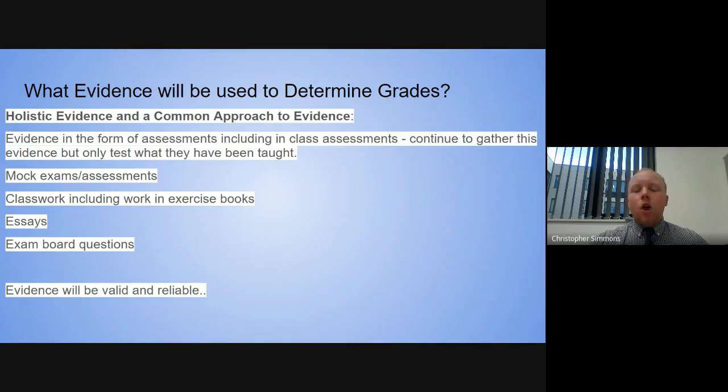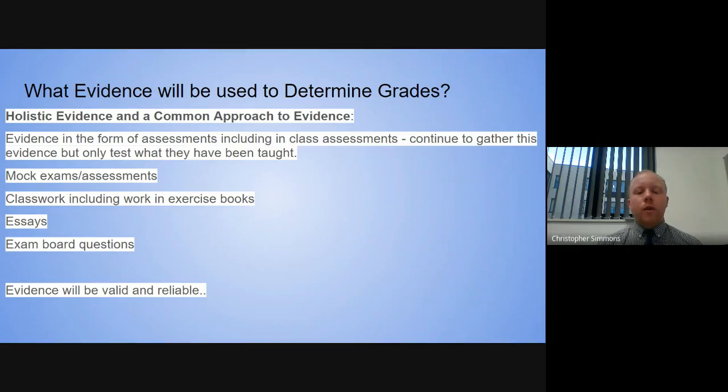And we're also taking a common approach to evidence. Now, this is twofold. Departments and subjects are collating evidence in the same way and following the same process, but they will also be using the same evidence base for each pupil in a particular subject to ensure consistency and a level playing field.